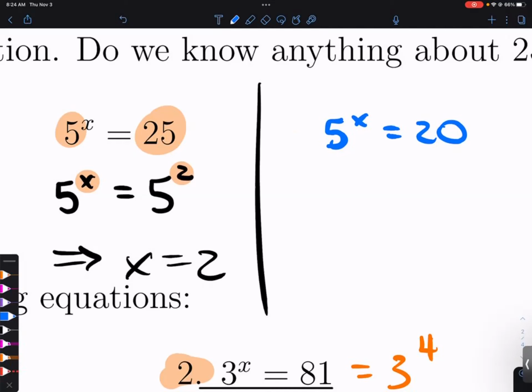Think about 5 to the x. Its range is everything from 0 to infinity, right? So it passes through all y values. Think of this like a y value, all positive y values, sorry. So it hits this somewhere.